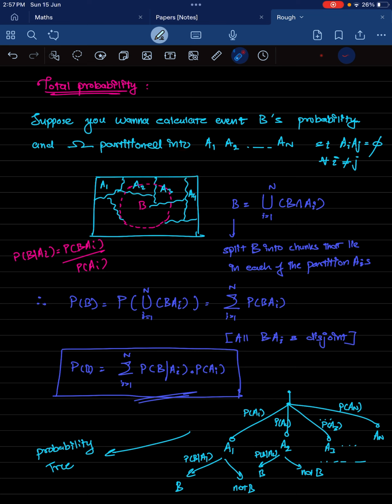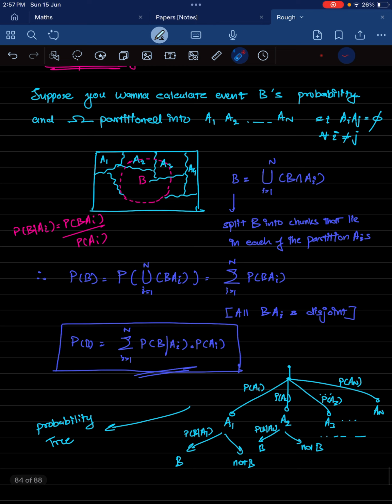And now each of the chunks that B has been split into are also mutually exclusive by themselves, and this is inherited from the fact that each partition is mutually exclusive. So that's why any other chunk of B will be mutually exclusive to all the other chunks as well. And now we can use the axiom of countable additivity to write our probability like this. So that is the summation of probability of B intersection ai.